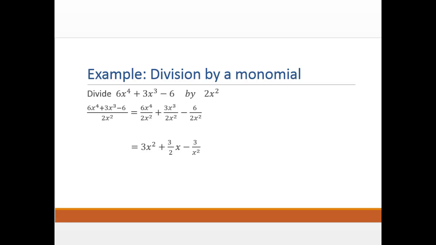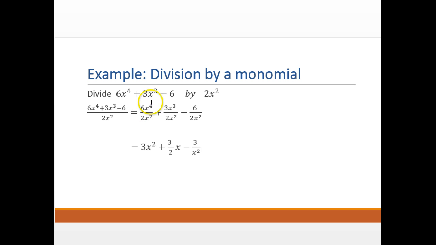Our simple form of division is division by a monomial. A monomial is simply a polynomial with one term. When I want to divide a polynomial by a monomial, I can write it as a fraction, in this case 6x to the fourth, plus 3x cubed minus 6, all divided by 2x squared. I can then split each term in the numerator and divide it separately by the denominator.